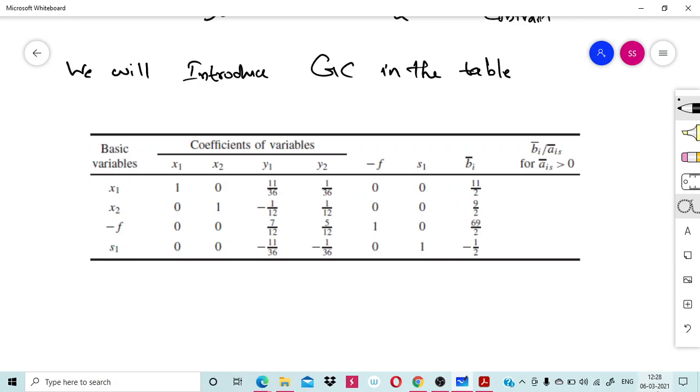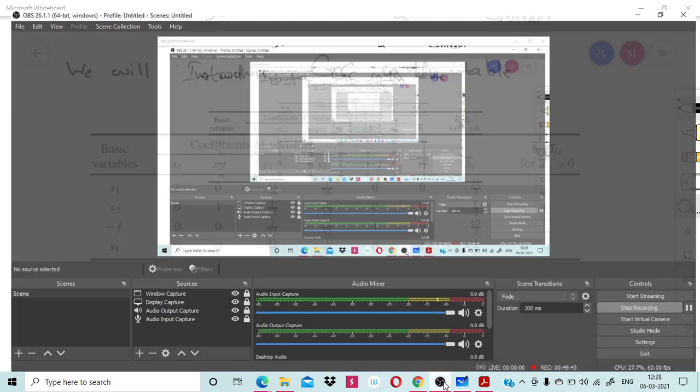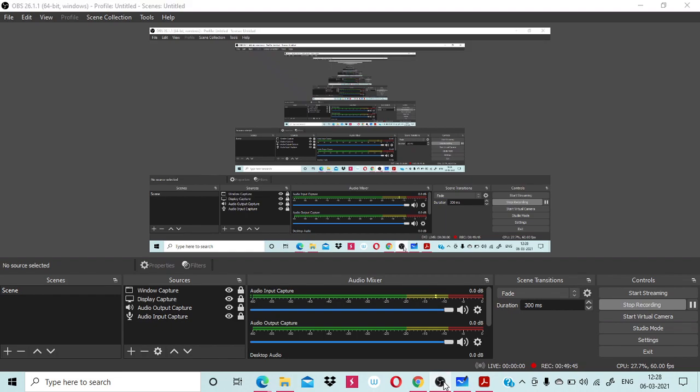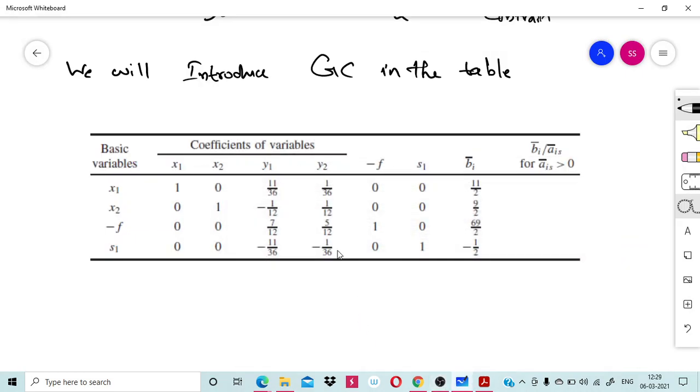So this is our updated table with Gomory's constraint that we will write here, s1, by taking the new basic variable we are introducing in the Gomory's constraint, that is s1. So new basic variable s1.